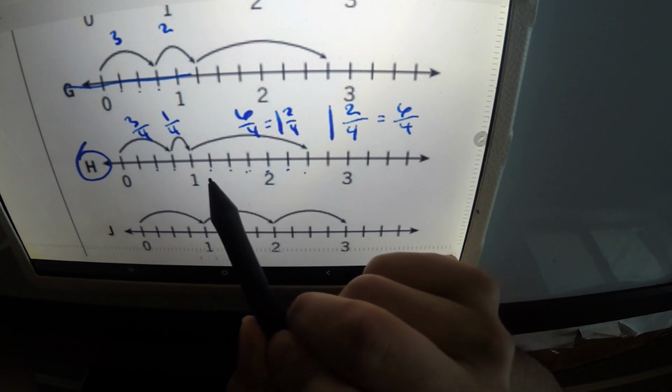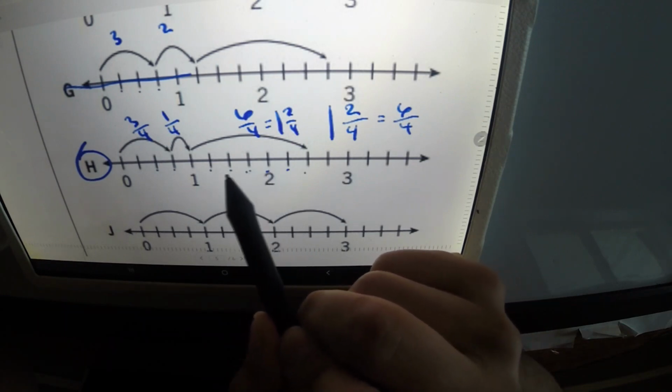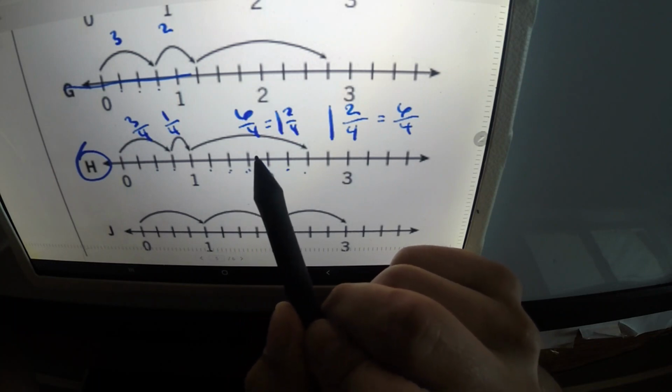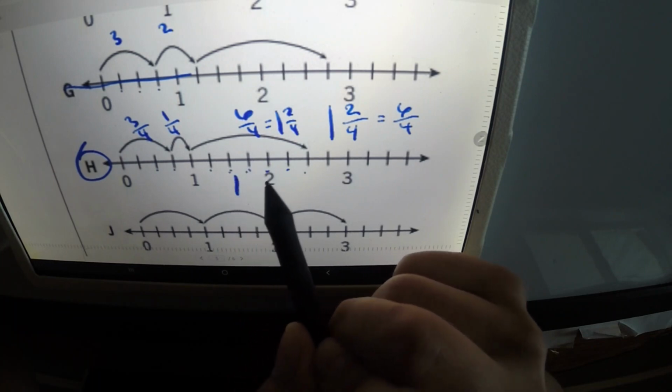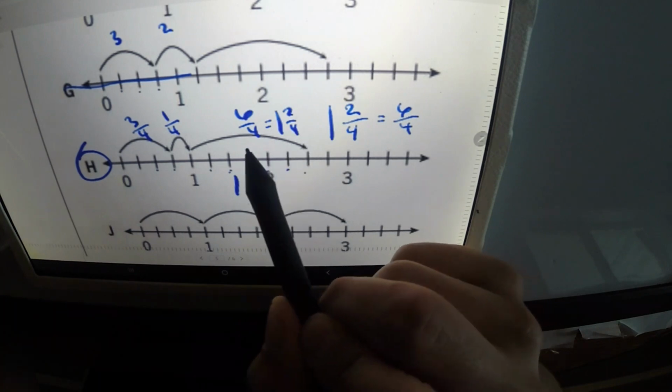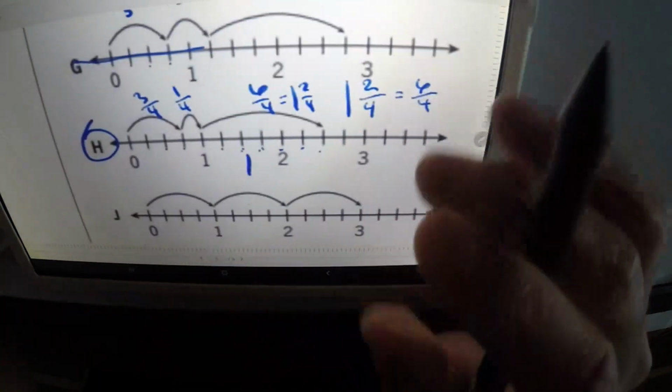Or you can count it this way. Remember, 4/4 is equal to 1. 1, 2, 3, 4. That's one whole number plus 2 more. 1, 2 for the 2/4. That gives us this. So H is our answer.